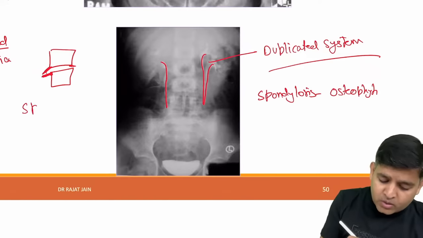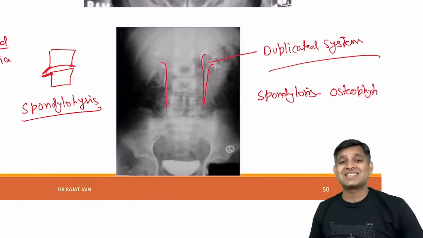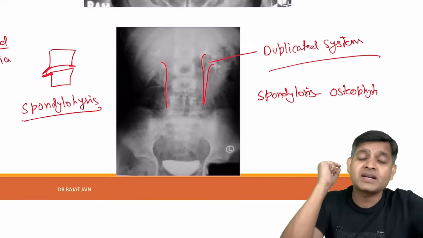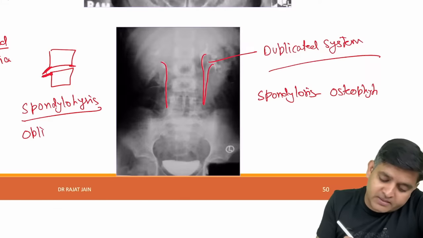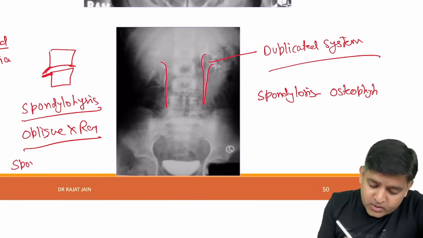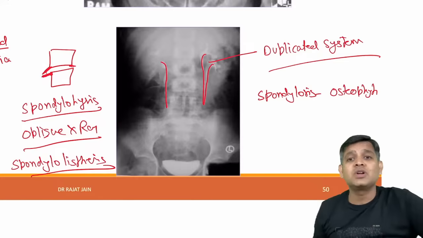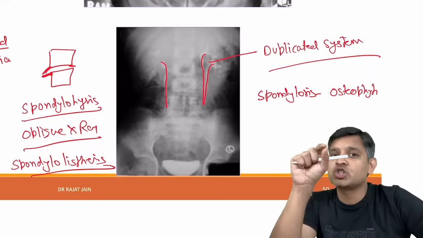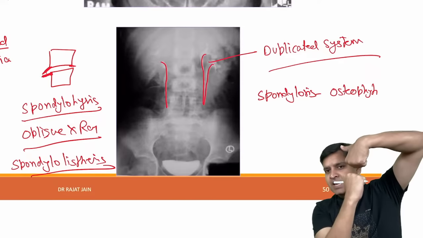Then spondylolysis. What is spondylolysis? Break in the pars interarticularis. ये किस पे दिखता है? ये दिखता है oblique X-ray of the spine. And the third thing is spondylolisthesis. The point to be noted is कि जब आप oblique X-ray करते हो, तो एक sign होता है, इसको बोलते हैं Scottish dog sign. Spondylolysis में क्या हो गया? Break in the pars interarticularis हो गया.